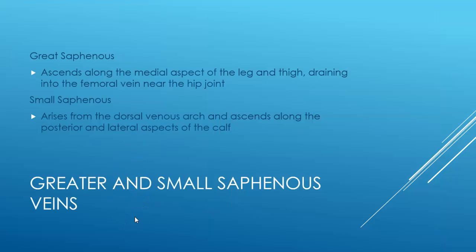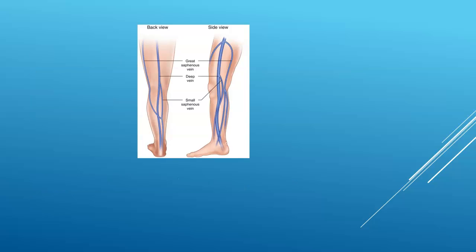We're going to jump all the way down to the legs. Another couple of important veins that we have to speak about because you could be seeing this in practice are the great and small saphenous veins. The great ascends along the medial aspect of the leg and thigh and drains into the femoral vein near the hip joint. And the small saphenous arises from the dorsal venous arch and ascends along the posterior and lateral aspects of the calf. So here we see the great saphenous and the small saphenous, with the deep vein running right up the middle.